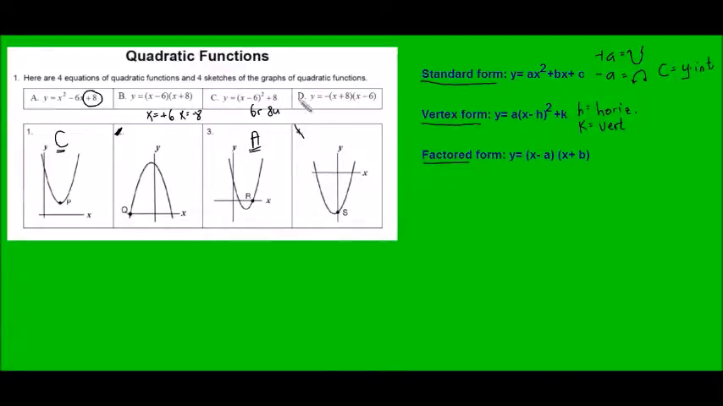Then let's look at equation D. What is the negative on front going to do to our graph? Well, it's going to flip the graph. Which is the only remaining graph that's been flipped? Well, that means this has to be graph D. This has to be graph B.